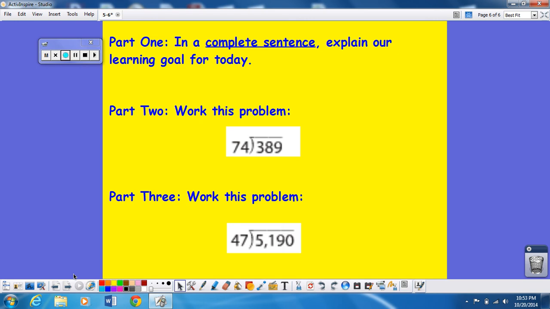Part 2 and Part 3, if you'll notice, I just put 2 problems. I want you to take this time to practice and work out 389 divided by 74 in Part 2 section. And in Part 3 section, please work out 5,190 divided by 47. Now in Part 3, let me just warn you, don't let that comma alarm you. Pretend as if that comma were not even there. You're still going to say, does 47 go into 5? No. Does 47 go into 51? That's still a 51 even though the comma is there.